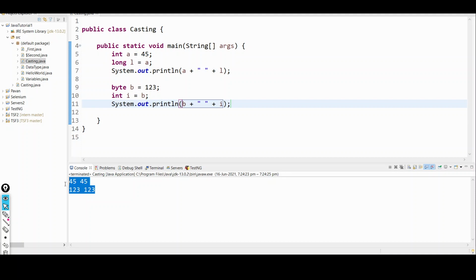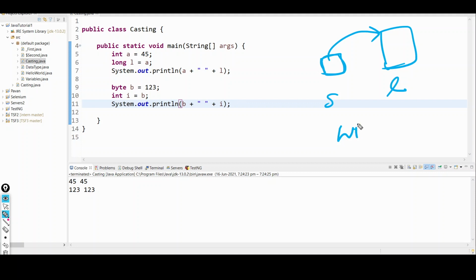Clear? So clear what is typecasting? Typecasting means casting one smaller container to a larger one. Just deal with it like a real world scenario and it will be easier to understand. Small container means a data type that is smaller than the other one. And if it is smaller to the larger, then it is also called widening conversion. Clear? Any doubts?